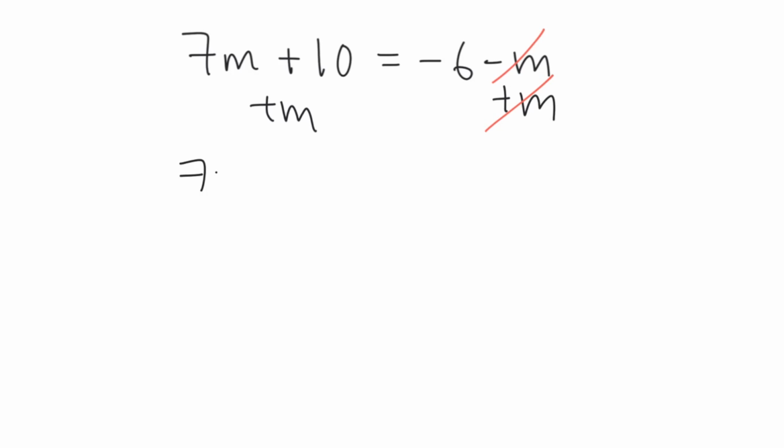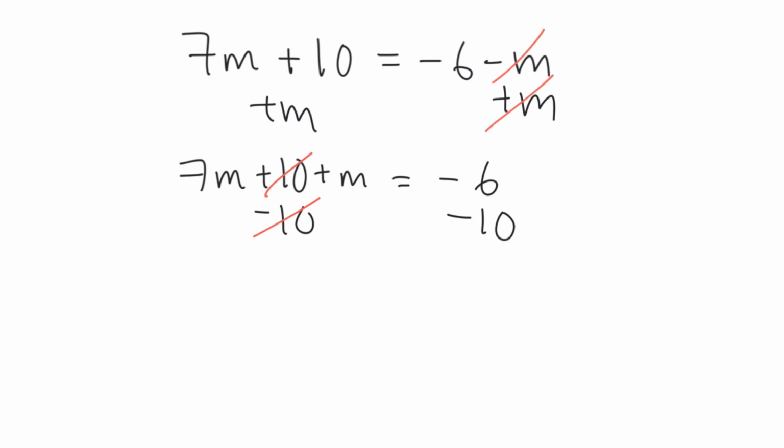Then you want to eliminate the positive 10 from the left side of the equation, so you need to do the opposite of adding 10 by subtracting 10 from both sides of the equation. On the left side, 10 subtract 10 is equal to 0, so we have eliminated 10 from the left side of the equation. Then, combine like terms on each side of the equation.